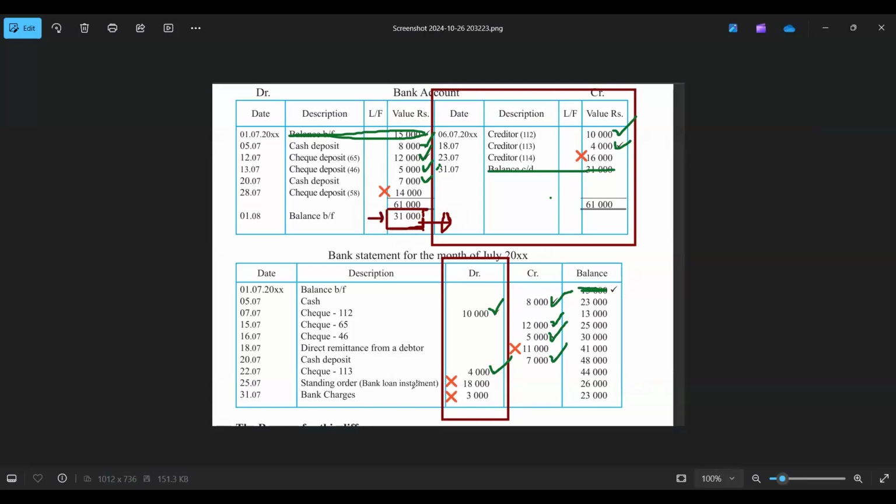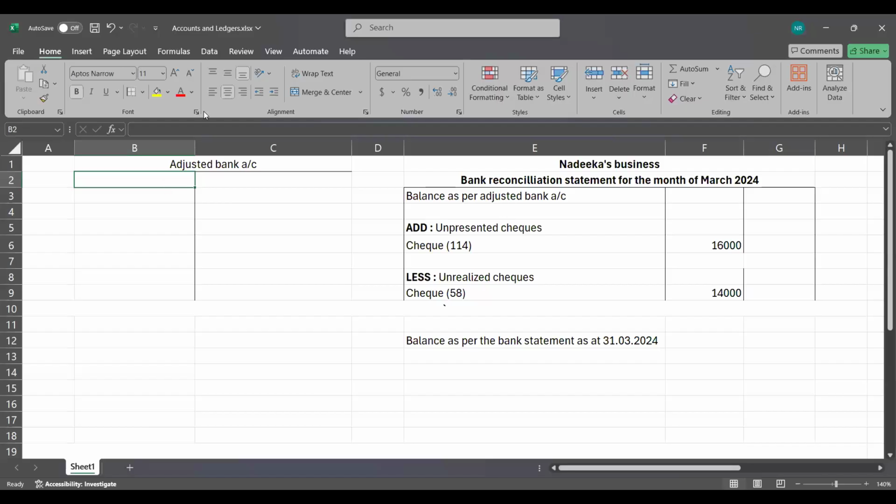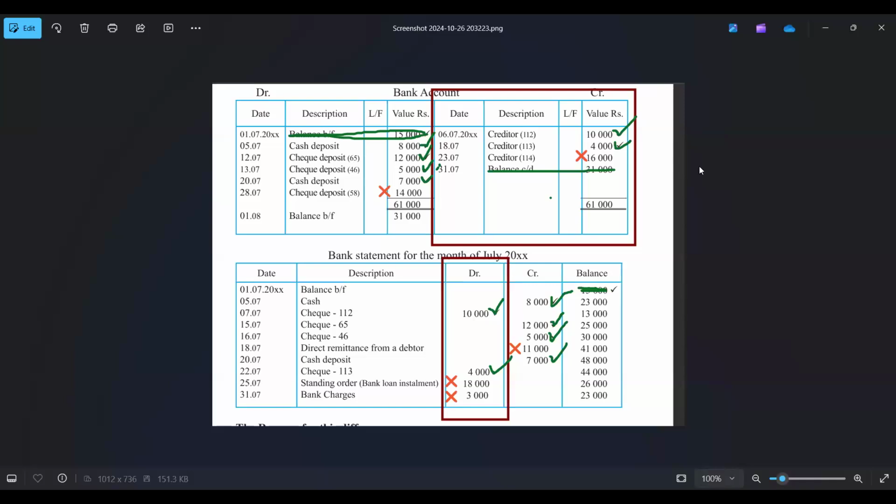So 31,000 is the balance that we're going to start with. So balance brought forward. This is a favorable balance, you can find it on the debit side of your bank account. Okay, 31,000. Are we all good with this, guys? Starting with 31,000. And now we have to look into the ones that are written in the debit side of the bank statement into the credit side of your adjusted bank account, and whatever is written in the credit side is going to be written in the debit side of your adjusted bank account.